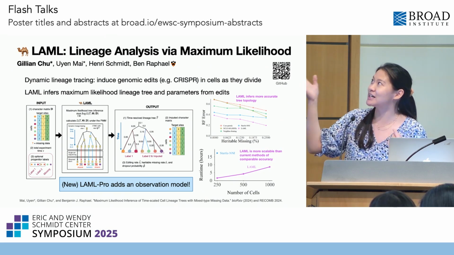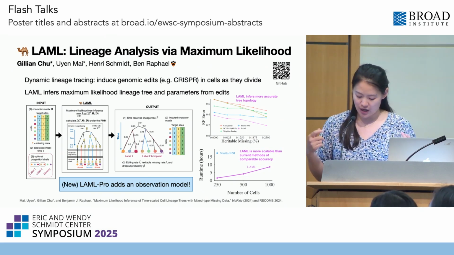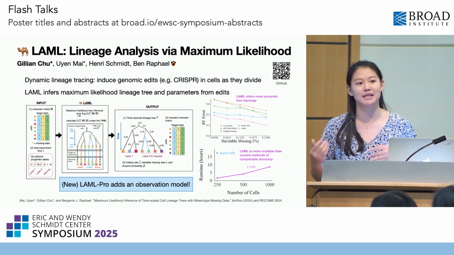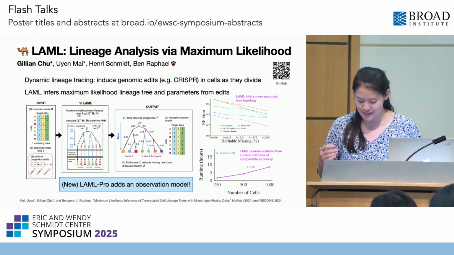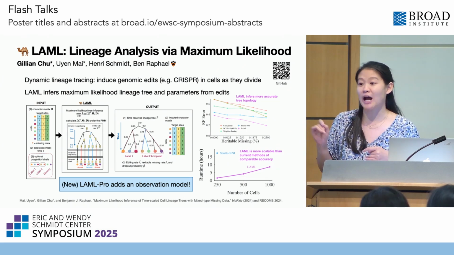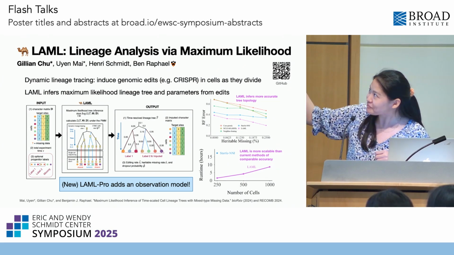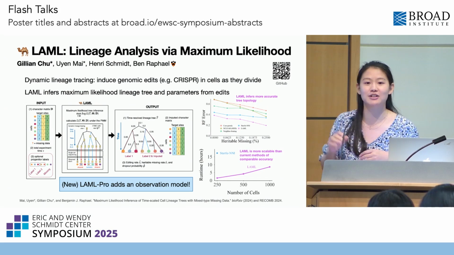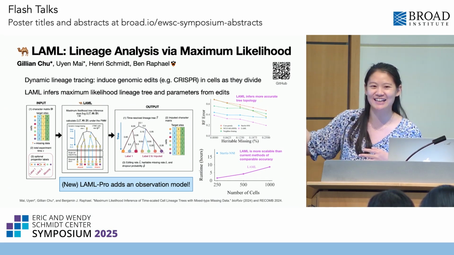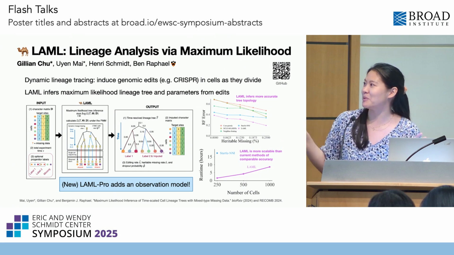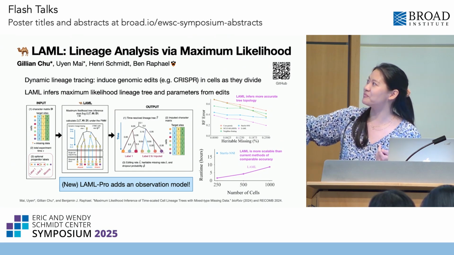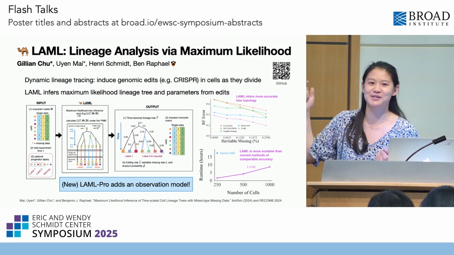LaML, or lineage analysis via maximum likelihood, infers the maximum likelihood lineage tree and also parameters like time-scaled branch lengths and missing data rates. LaML infers more accurate tree topologies on simulated data, and we also see evidence of this in real biological data. More recently, as of the last two months, we've re-implemented some key inference steps, and now we have the most scalable method compared to methods of comparable accuracy. So this is very exciting.